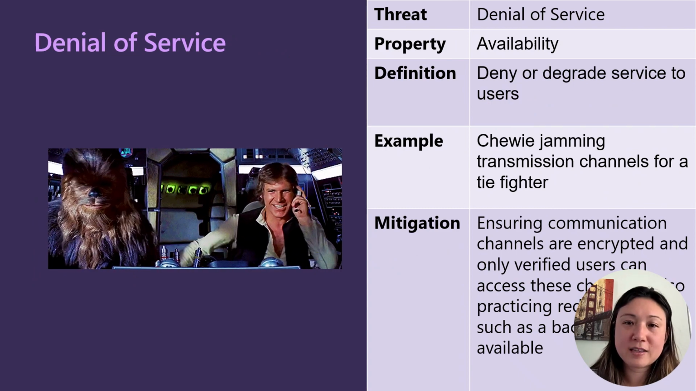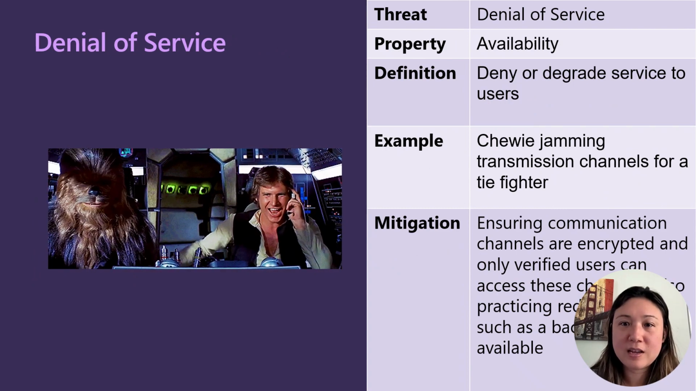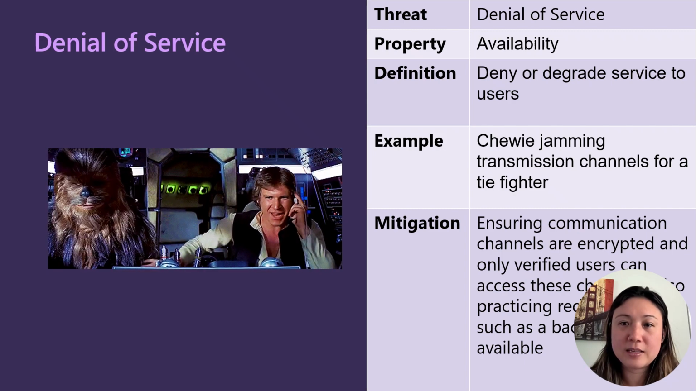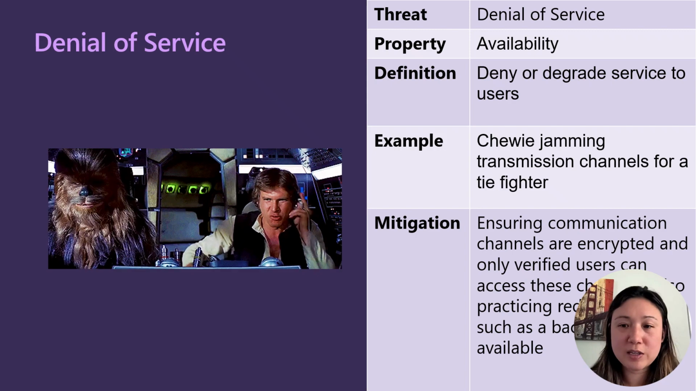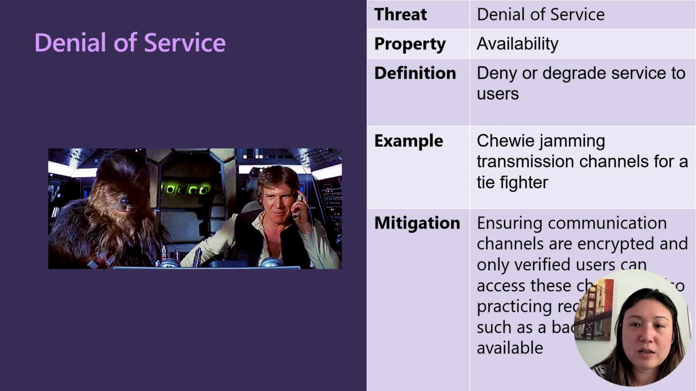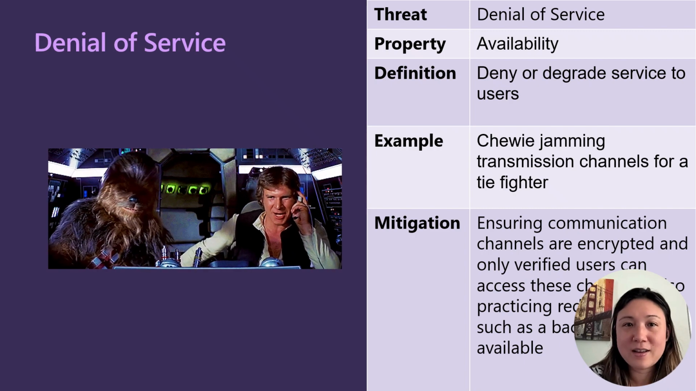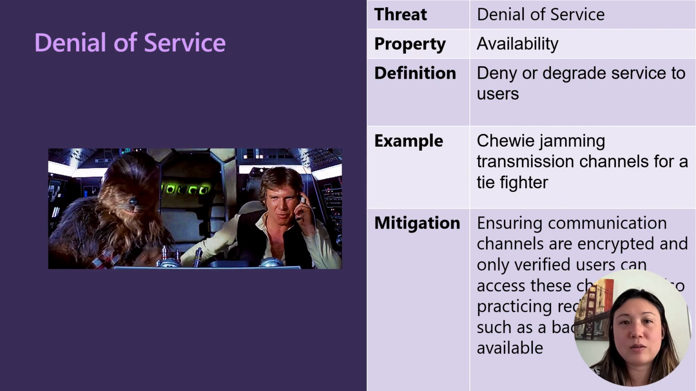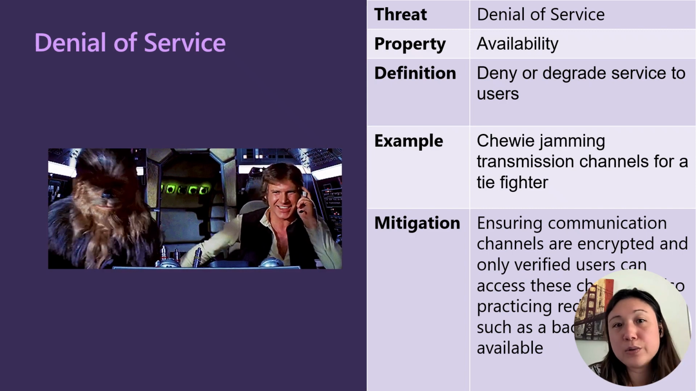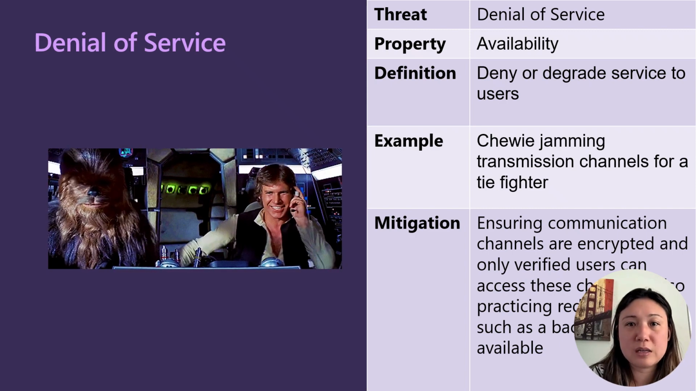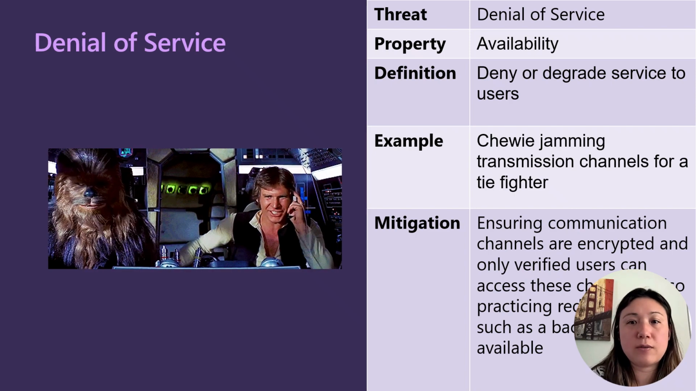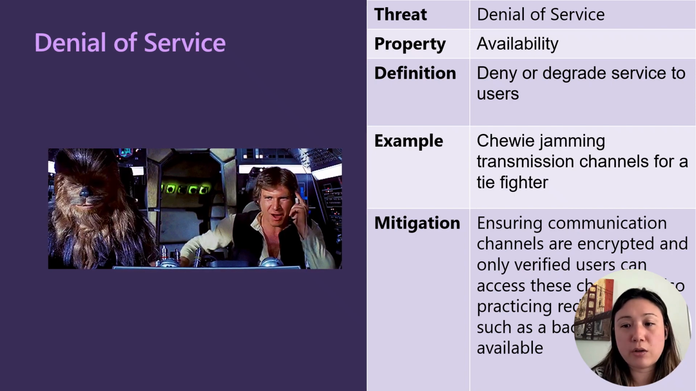Now, the next threat involves denial of service, which is a property of availability. So this is to deny or degrade services to users. In this example, Chewie is jamming transmission channels for a TIE fighter, and the mitigation could include ensuring communication channels are encrypted and only verified users can access those channels, as well as practicing redundancy, such as a backup channel to be available whenever a channel goes down.